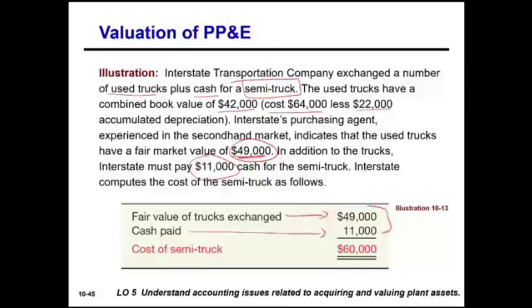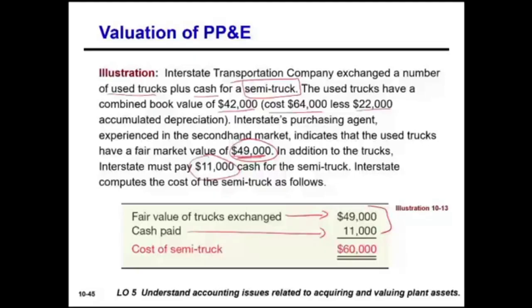So in the entry, you debit the new semi-truck at $60,000. So how much do you record it at? The fair value of the asset given up. We're giving up the fair value of the trucks plus the cash. Now we need to know if it's a gain or a loss. How do we determine if we're going to recognize a gain or a loss?